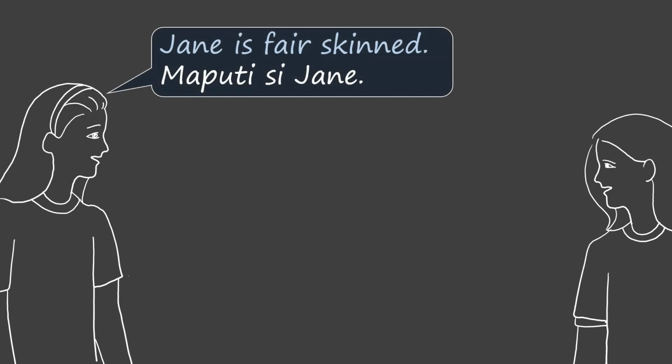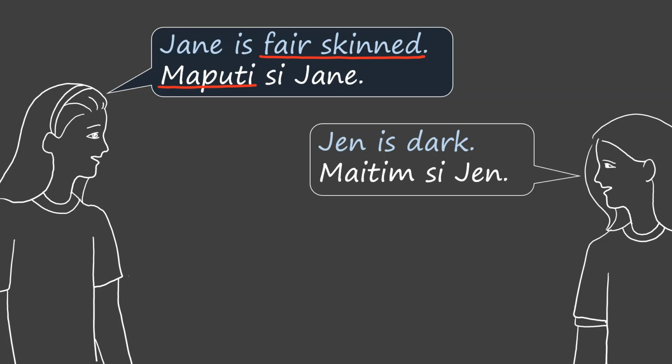Here are some more sentences. Jane is fair-skinned. Maputi si Jane. Fair-skinned, maputi. Jen is dark. Maitim si Jen. Dark, maitim.